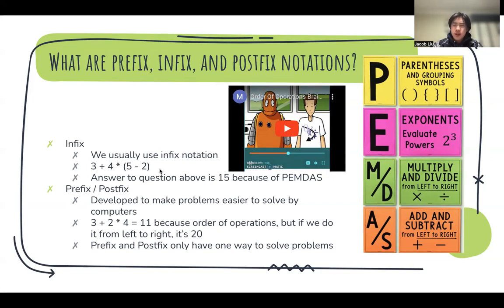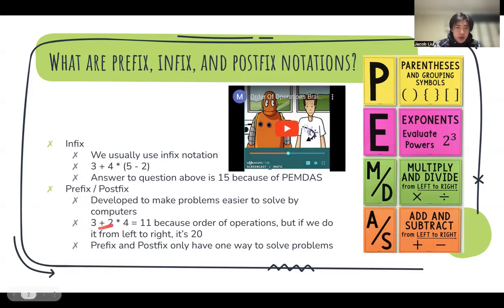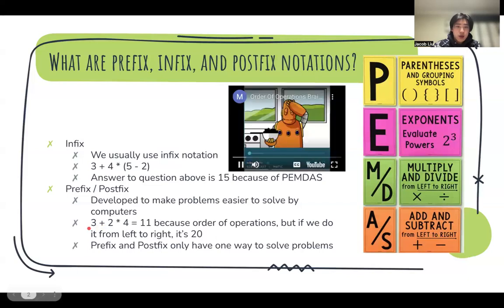Now, if you didn't know this order of operations and tried to solve it from left to right, so for example, the problem 3 plus 2 times 4, you would get 5 times 4, which is 20. However, the answer to this problem is 11, not 20, right? So it's important that you pay attention to the order of operations.